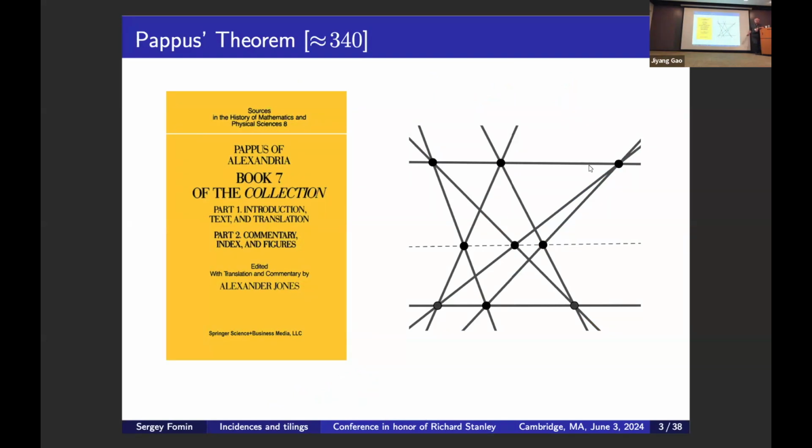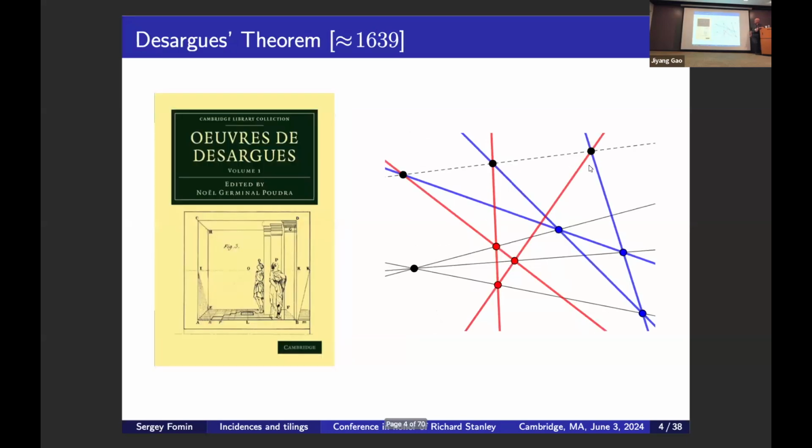The second theorem, historically second, is much more recent. 1639. It's a theorem of Desargues, which says that if you have two triangles in the plane, the red triangle and the blue triangle, and they are in perspective from the same point. That is, when you look from that black point, the red vertices block the view of the blue vertices. Then when you look at the points of intersection of the corresponding sides of these triangles, these points of intersection will lie on a line. This is the theorem of Desargues.